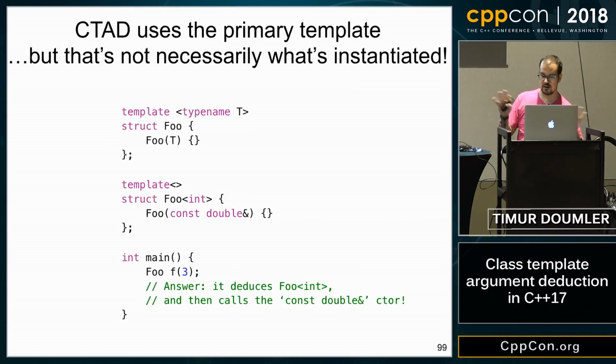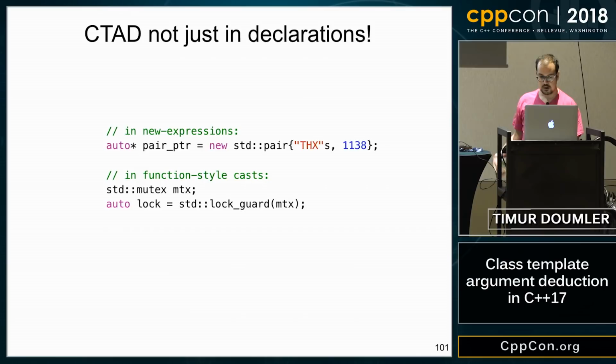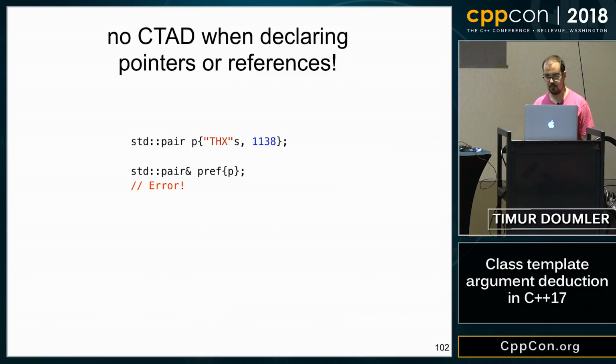There are more nasty examples of stuff you can do with this, and I don't have time to go into that. But this is the basic thing: CTAD uses the primary template, but then you actually get the specialization. You can use CTAD not just in declarations, you can also use it in new expressions, and in function style casts, where you have this constructor call syntax. You don't get CTAD if you create pointers or references. So with std::pair reference you don't get it. With std::pair star, you always have to specify it.